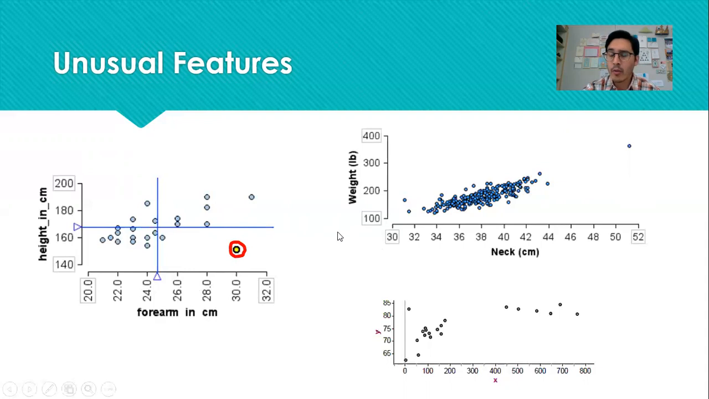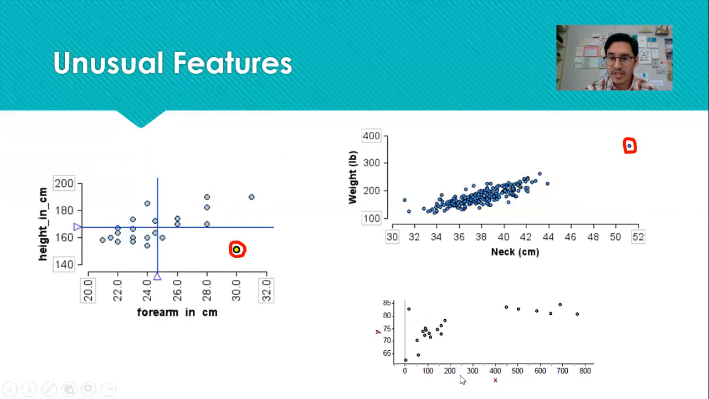Another one might be points that follow the pattern, such as this one. It follows this general upward trend, but it just has really large measurements. The X value, the neck measurement, is absurdly large, and the weight measurement is also extremely large relative to the rest of the individuals in the data set. So this point isn't unusual in the sense that it doesn't fit the pattern, because it does follow this linear trend. It's just extreme.